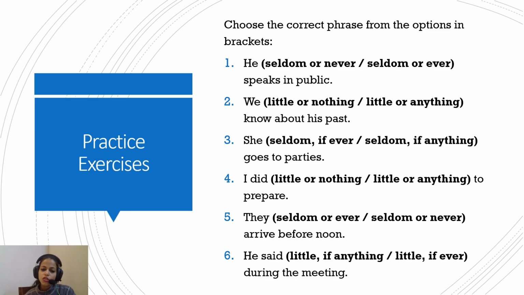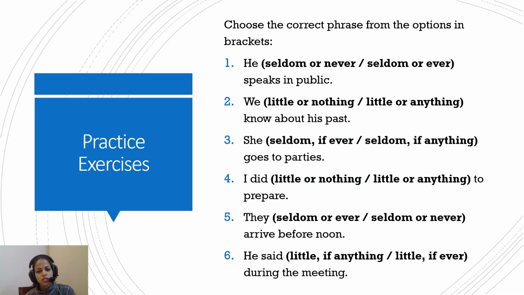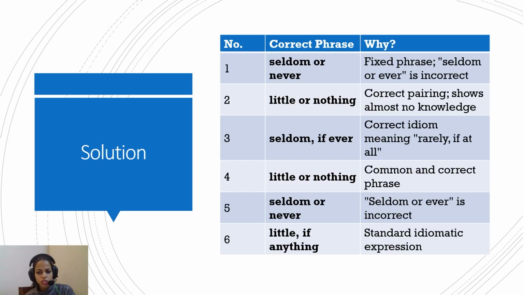We dash know about his past. We little or nothing know about his past. So it's almost close to nothing that we know about his past. The correct pairing shows that there is almost no knowledge about his past.